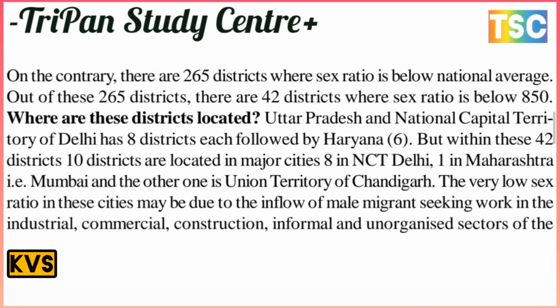In contrast, there are 265 districts where the sex ratio is below the national average. Out of these 265 districts, there are 42 districts where the sex ratio is below 850. And where are these districts localized? Uttar Pradesh and the National Capital Territory of Delhi have 8 districts each, followed by Haryana with 6.